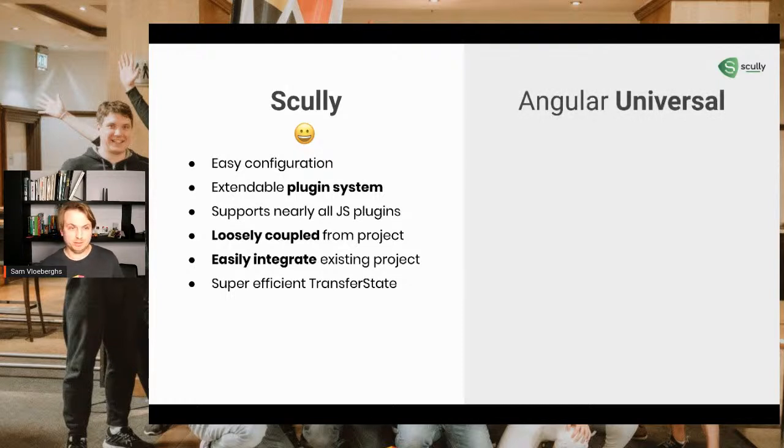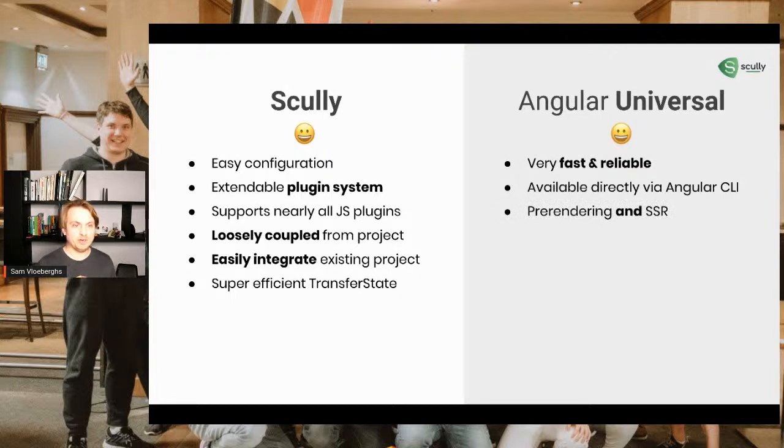Universal, the good parts. Universal can be very fast and reliable because it uses a super fast implementation of the DOM on the Node.js level. And you can set it up directly via the Angular CLI and start using the official Angular supported builders. It allows for pre-rendering and server-side rendering of our application.